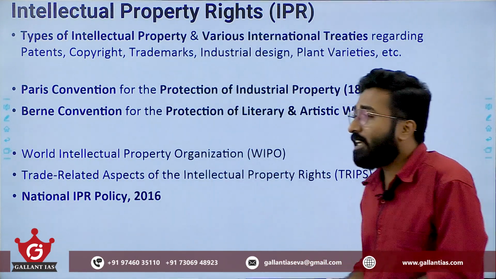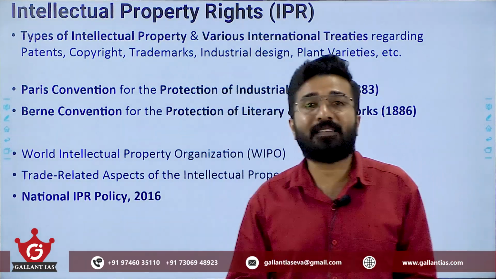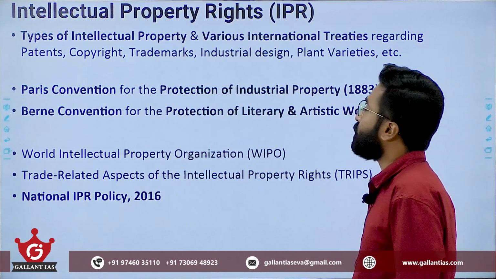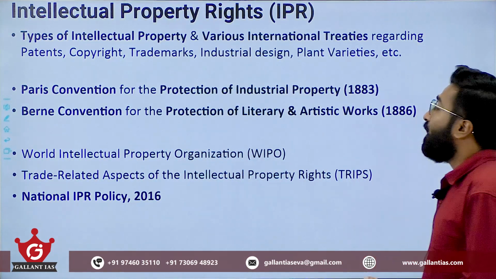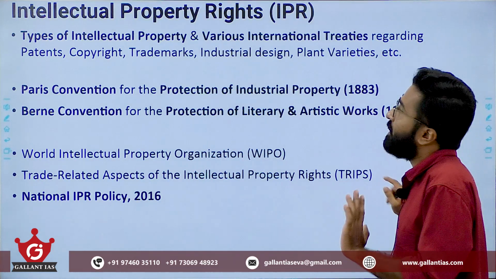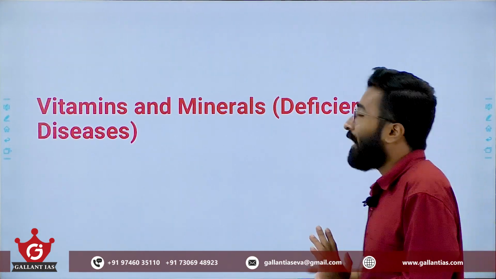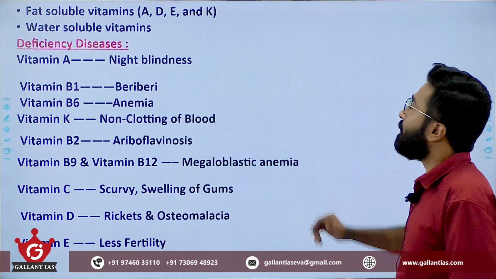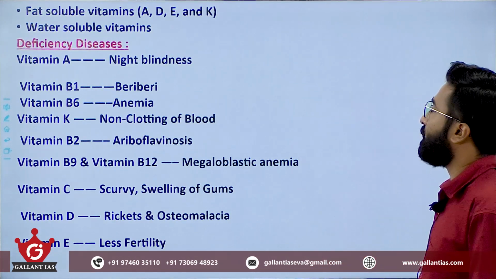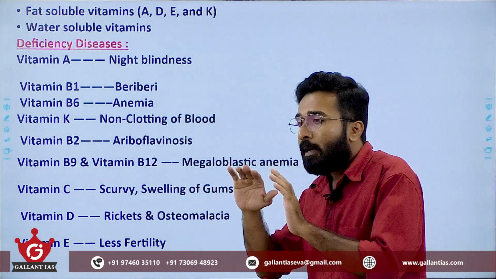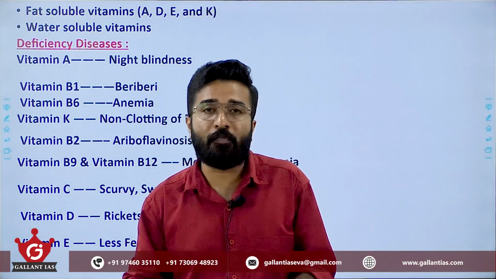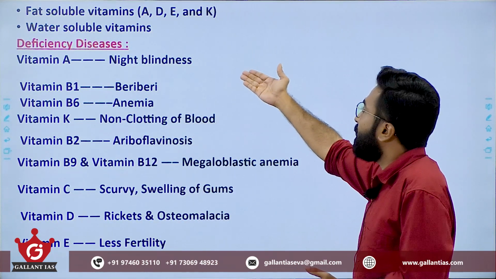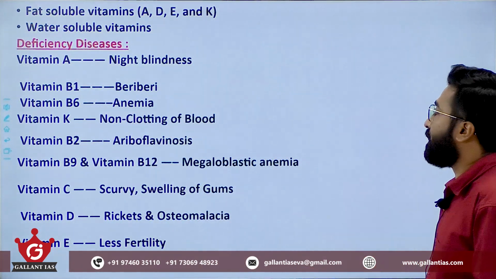Then about intellectual property rights. We will talk about patents, trademarks and the different international conventions associated with this. We will talk about the World Intellectual Property Organization and associated facts. Finally, we will talk about vitamins, minerals and their deficiency diseases. We know that there are different types of vitamins, like fat soluble vitamins and water soluble vitamins. If these are properly present in a particular proportion in our body, then we will be fine. But if they are not present, we will face numerous diseases like night blindness, beriberi, anemia, etc.